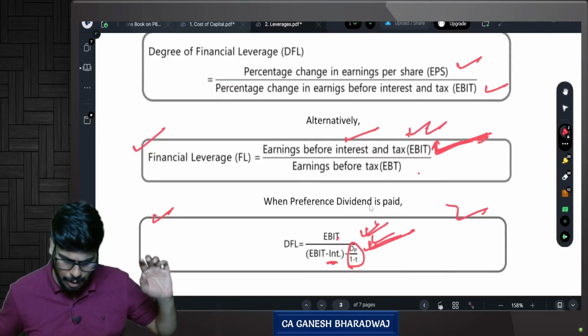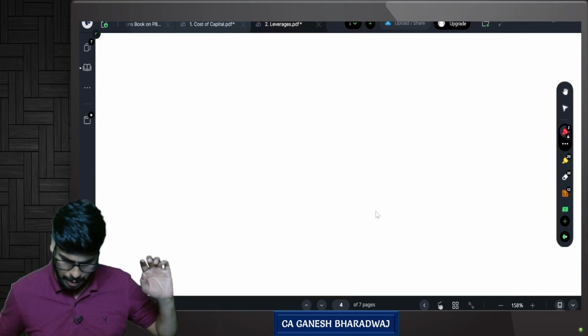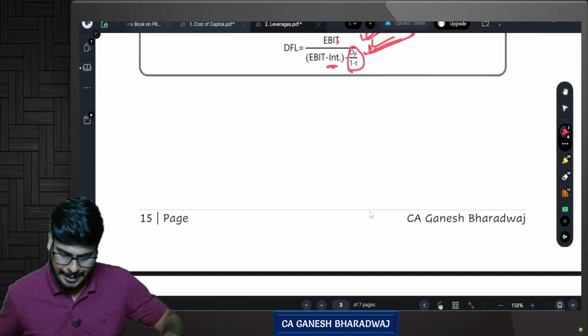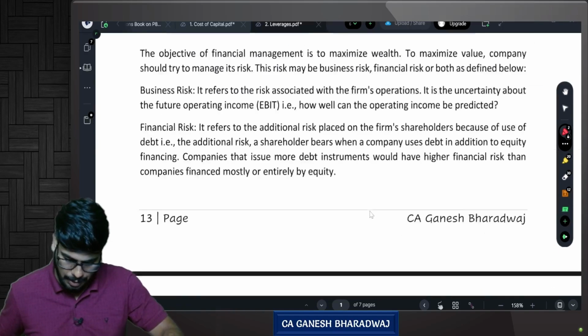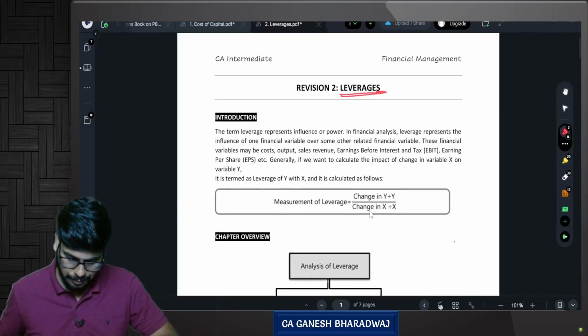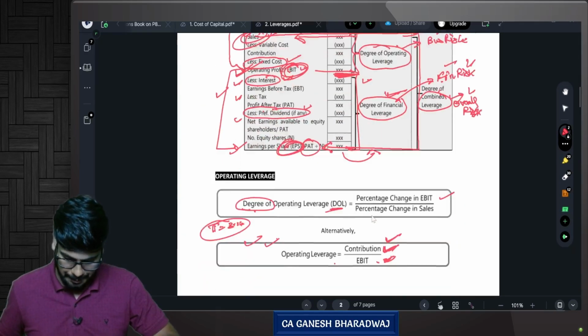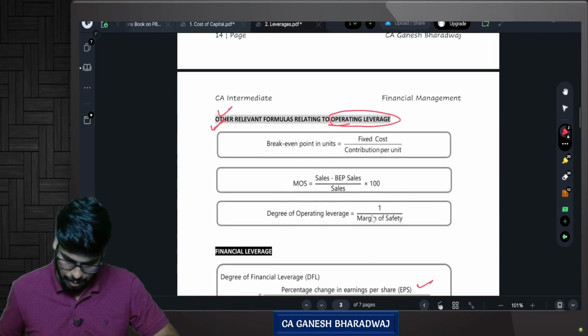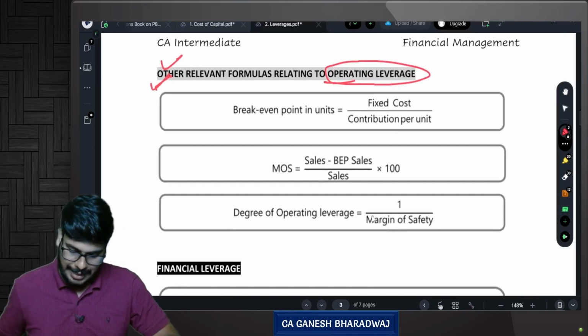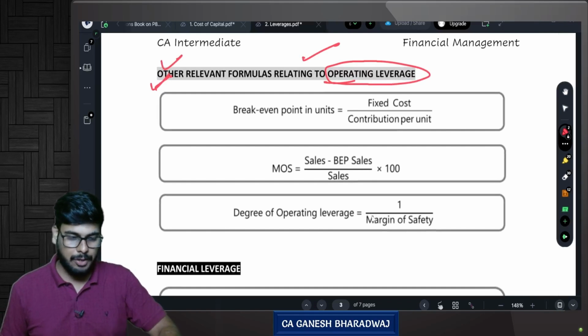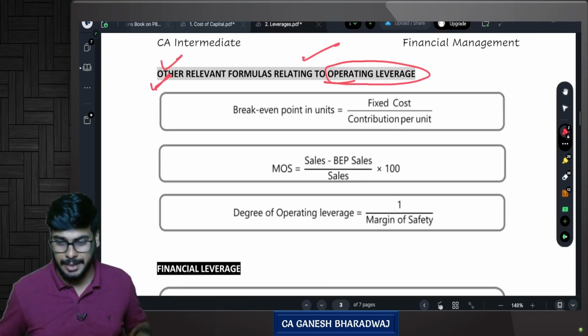Now, one more thing that we need to do, this is something to do with the costing area. Yeah, so let me just quickly finish this off. So what do we have here? Yes, there are some relevant formulas relating to operating leverage. So let's just study these relevant formulas relating to operating leverage.